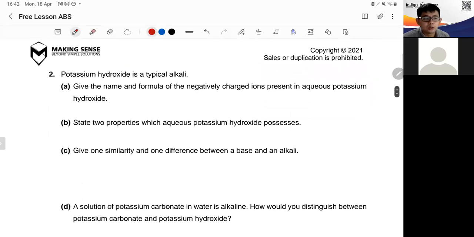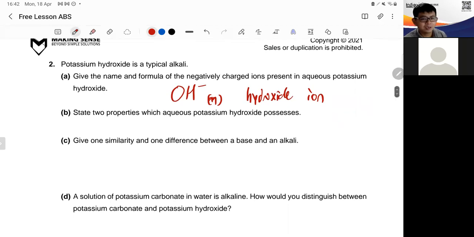Question 2. KOH is a typical alkali. Give the name and the formula of the negatively charged ion present in all alkalis. If the alkalis are already dissolved in water, this is called a hydroxide ion. That's why it's called potassium hydroxide, because there's a hydroxide inside. And because it's an alkali, there are many properties, physical and chemical. Since it's dissolved, it has mobile charge carriers, so it conducts electricity for sure.